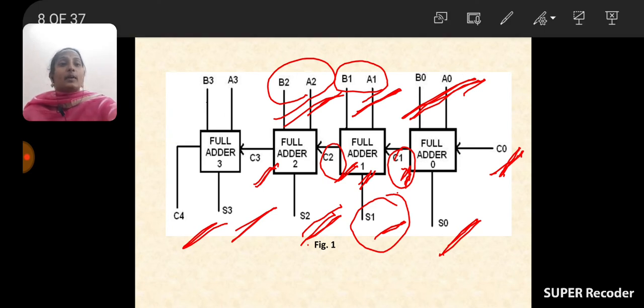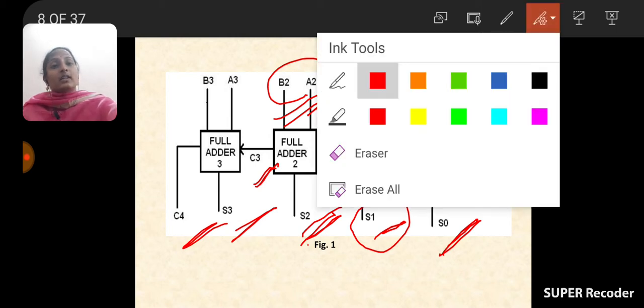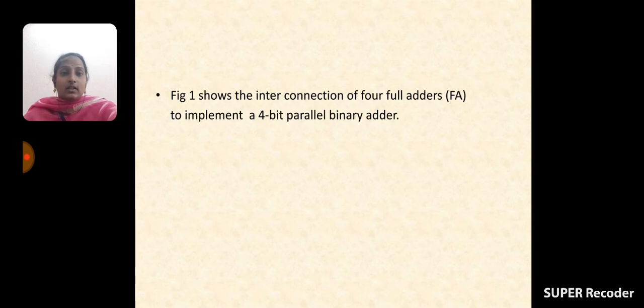So how many full adders are required here? If it is a nibble, 4 full adders are required. If it is a byte, 8 full adders. It depends upon the addition; that number of full adders must be required.